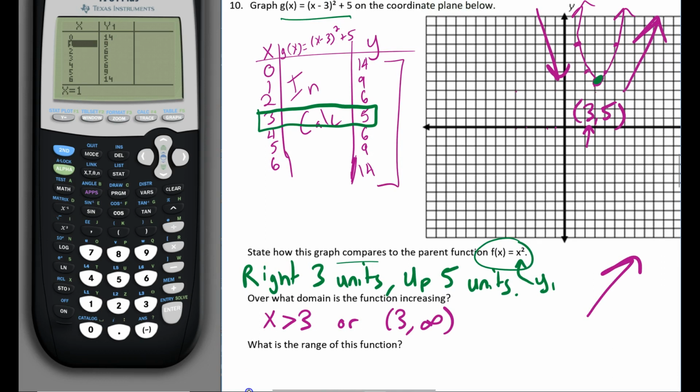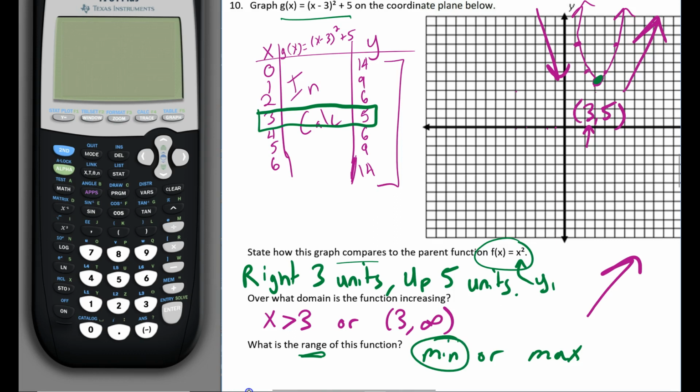Then it asks for the range of the function. Range represents the y values, or how far up and down the graph goes. So the first thing you need to ask yourself is, does the graph have a minimum or a maximum? In this case, since the graph goes down and then comes back up, this graph has a minimum. So the minimum value of y that you have here is the value you see in the vertex. So the minimum value is 5, so we're going to use that somewhere.